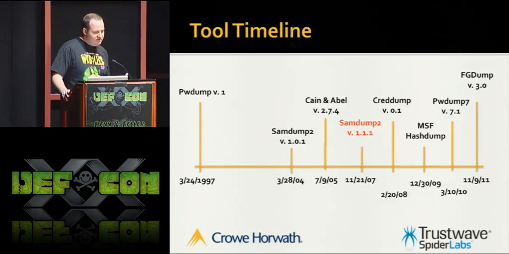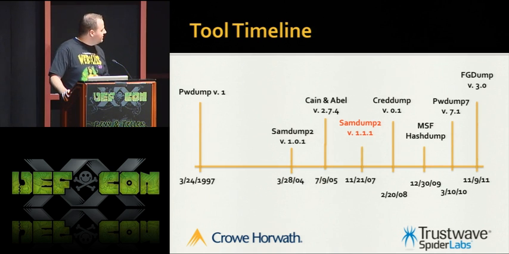So when we look at this from a timeline perspective, now that we saw the relationship, I want to quickly go through just where we started. This actually reaches all the way back to 1997. PWDump version 1 was released then. And then there are actually quite a few tools that were introduced between that time frame, but SamDump was released in 2004. We had Cain and Abel start doing this method in 2005. And then in 2007, there was something really cool that happened.